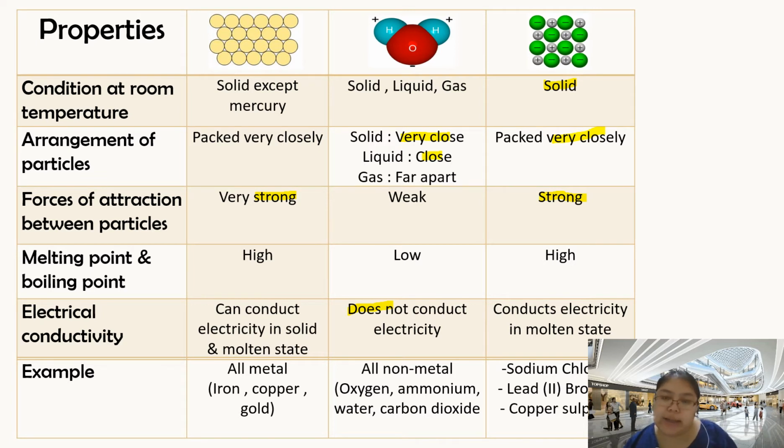Okay, last one is ionic substances. Normally, the name has two words, because they have positive and negative ions. So the names combine together, so they have a double name.